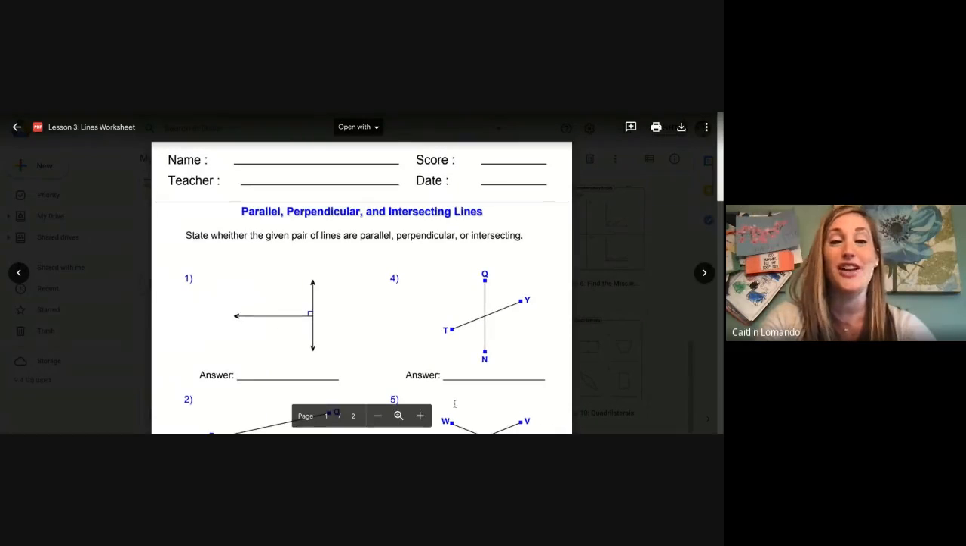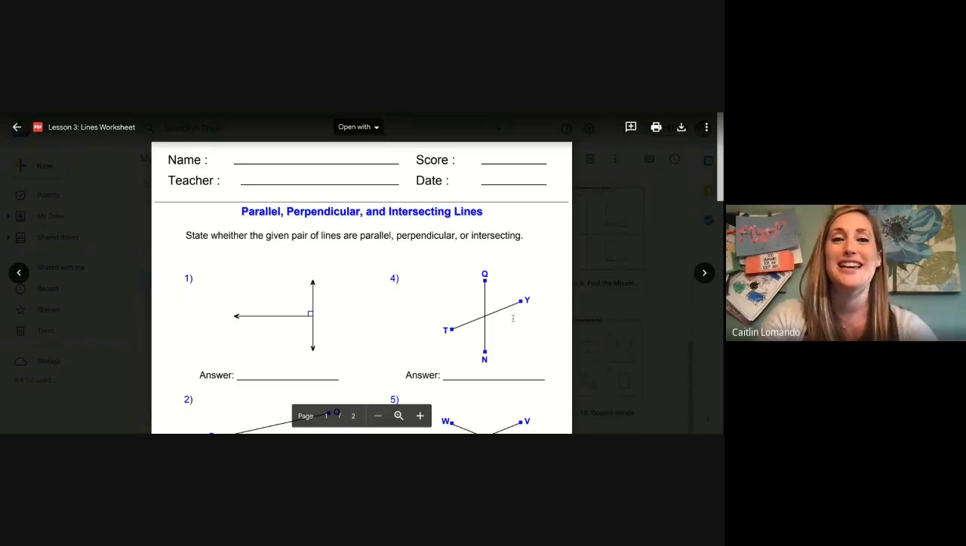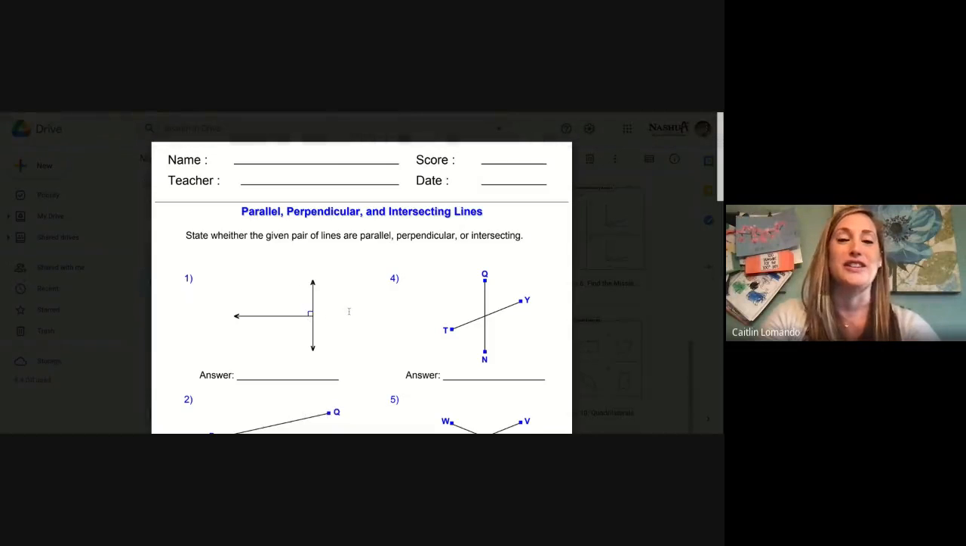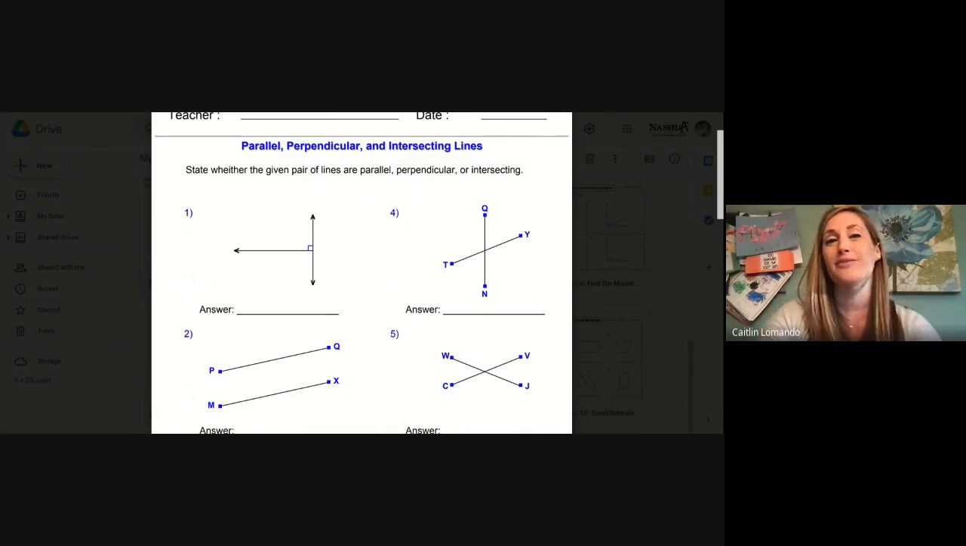Our first set of lines, your Google form today is going to be very similar to this. So for our first set, for number one, are these parallel, perpendicular, or intersecting? Hint, they form a right angle. If you guessed perpendicular, you're right. Perpendicular lines cross to form right angles.